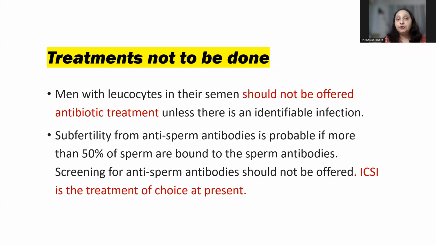What treatments are not to be done? Men with leukocytes in their semen should not be offered antibiotic treatment unless there is a specific identifiable infection. Then there are anti-sperm antibodies. They are important if 50% of the sperm are bound to anti-sperm antibodies. But routine screening for anti-sperm antibodies is not offered. If there is such a case, then ICSI is the treatment of choice for these patients.